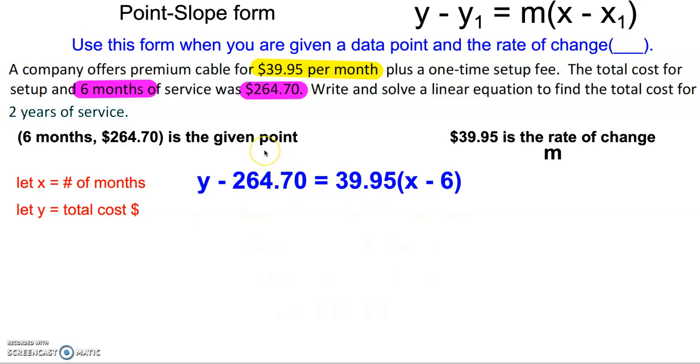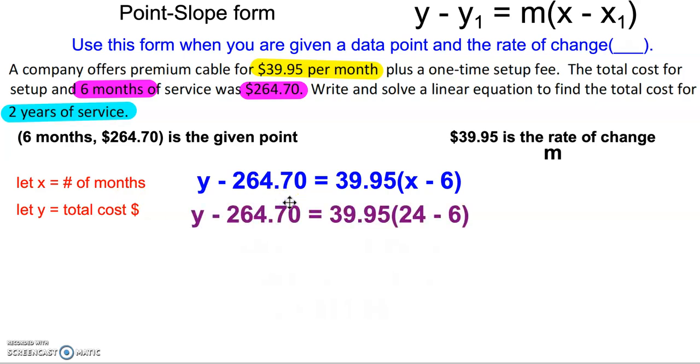From here, we look at what it asks us to solve for. We want to find the total cost for 2 years of service. Well, 2 years of service does not mean that the x value here is 2. Because remember, we wrote our let statement and our x is in months. So we have to think about that because this is in years, we have to convert that to months. So notice I didn't plug in 2 here, I plugged in 24 because 24 months is equivalent to 2 years.